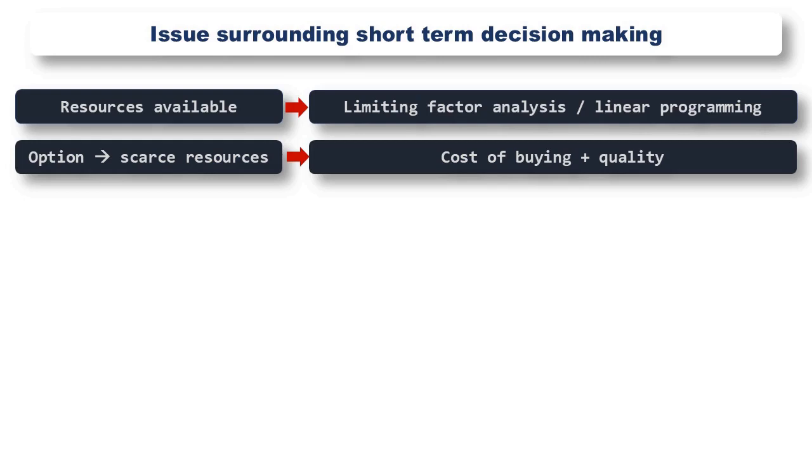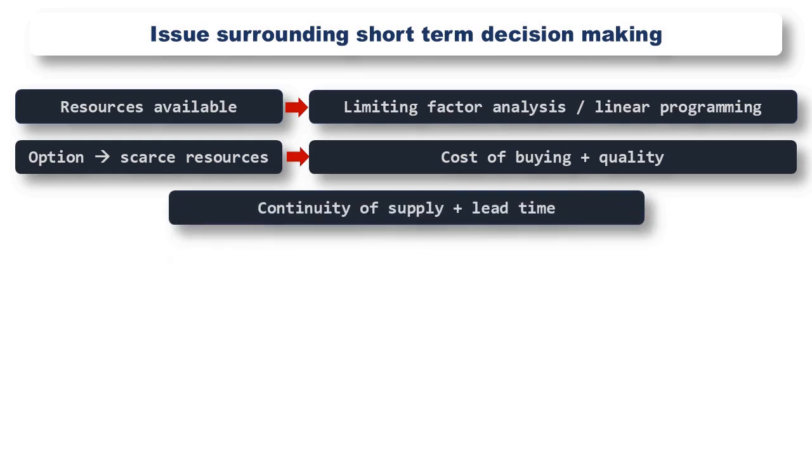We should also think about continuity of supply and lead times if we are considering outsourcing production, as we need to ensure that we can meet customer demand. If we cannot meet demand, there is a risk that our customers will go elsewhere, and we will not only lose that sale, but we may lose all future sales to that customer.